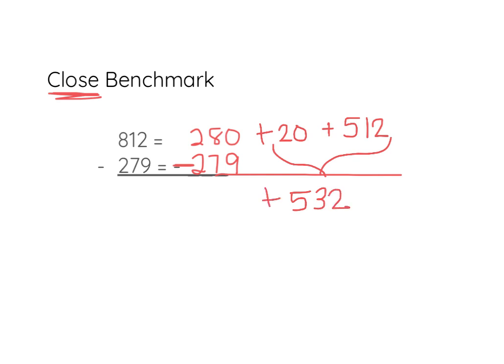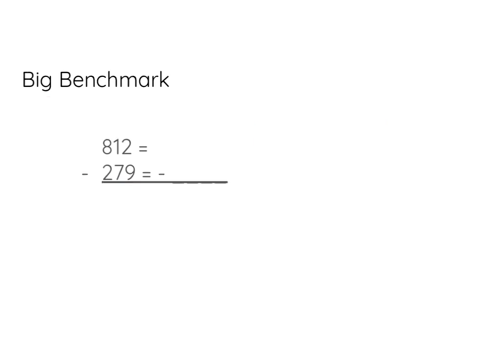Combine all that together to make a 532. And now what's 280 minus 279? It's just my partner. 532 plus 1 equals 533. Great job.